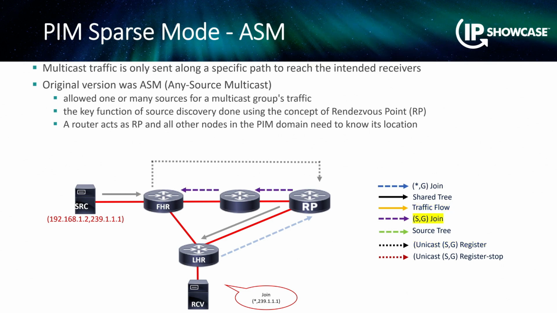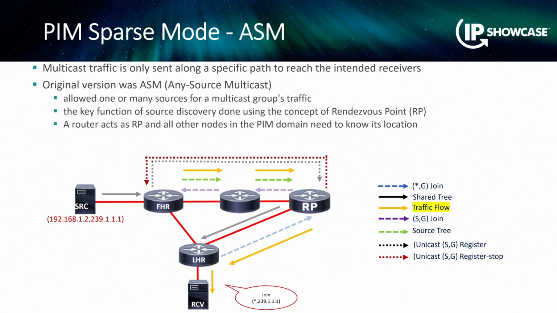Once that register is sent, the rendezvous point actually creates an SG join towards the source so that the receiver can then start sending traffic towards the rendezvous point using something called the source tree. That source tree now has traffic going towards the rendezvous point, so that source is set up. I send a unicast register stop towards the rendezvous point. At this point in time, now I have traffic flowing.